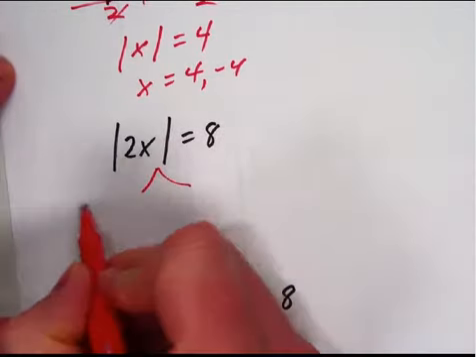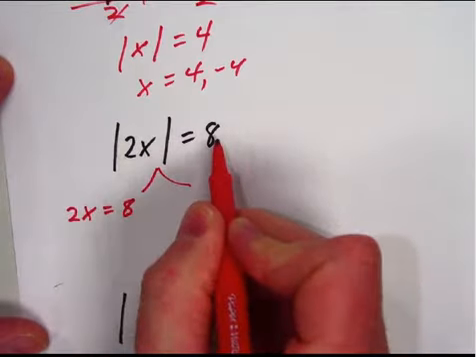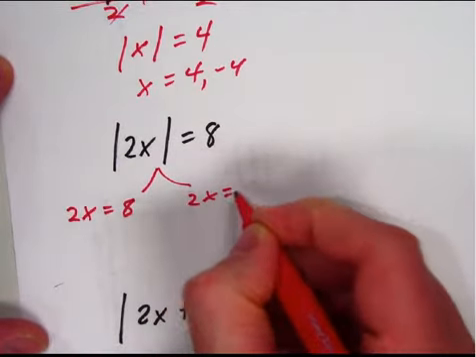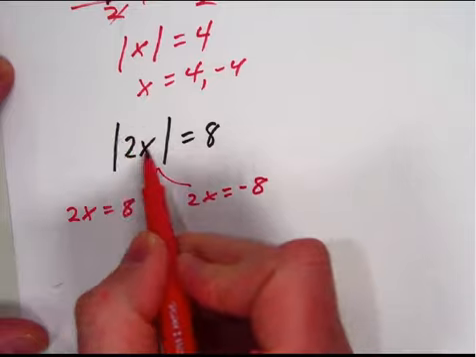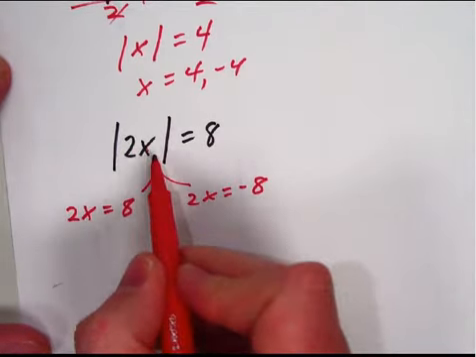So this 2x could have been 8. If I put a big 8 right here, it would come out as 8. Or the 2x could have been negative 8. If I put a negative 8 right here, it would come out as 8. So you have to understand that when you have absolute value questions, there are two answers.